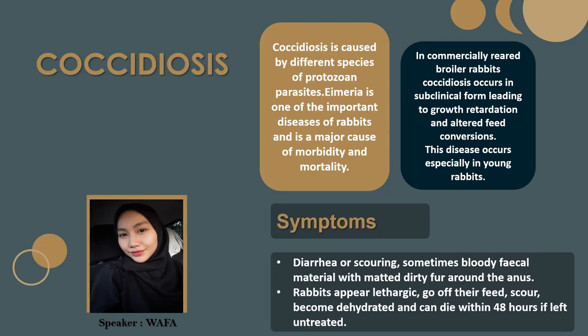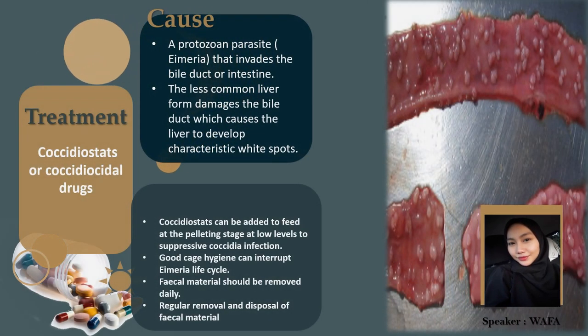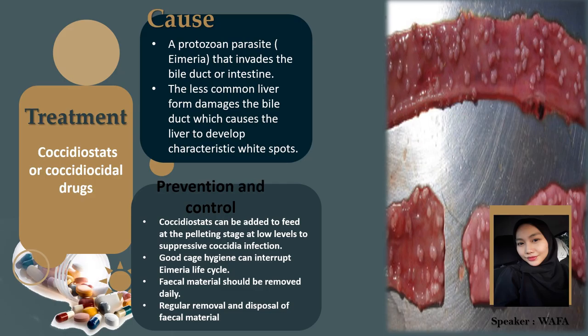Symptoms: diarrhea or scouring, sometimes bloody fecal material with matted dirty fur around the anus. Rabbits appear lethargic, go off their feed, scour, become dehydrated, and can die within 48 hours if left untreated. Causes: a protozoan parasite, Eimeria, that invades the bile duct or intestine. The less common liver form damages the bile duct, which causes the liver to develop characteristic white spots.